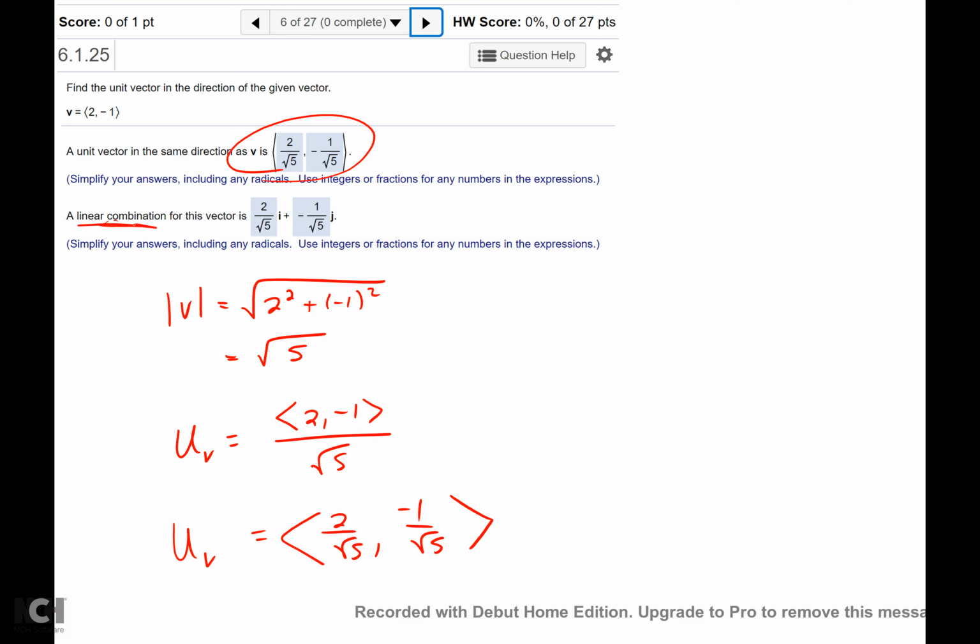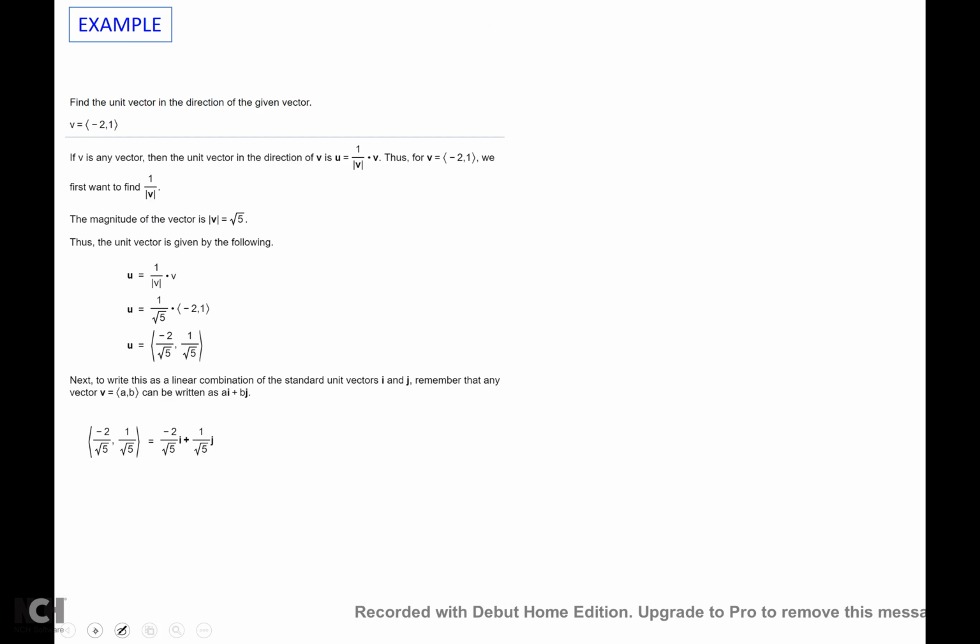To write it as a linear combination, you write it as 2 over the square root of 5 i minus 1 over the square root of 5 j. Okay, next one is just an example.